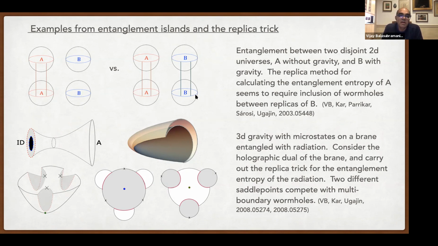the entanglement entropy in a way that respects unitarity. So this was in the case of two disjoint two-dimensional universes. You can also do this in, for example, 3D gravity.